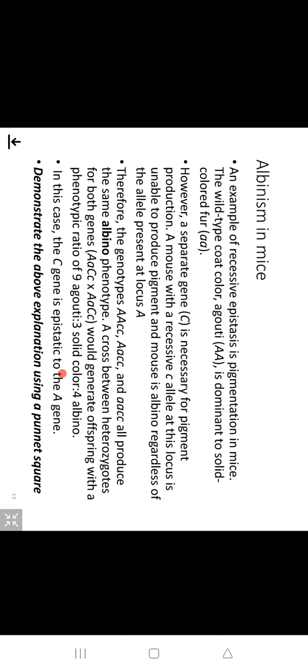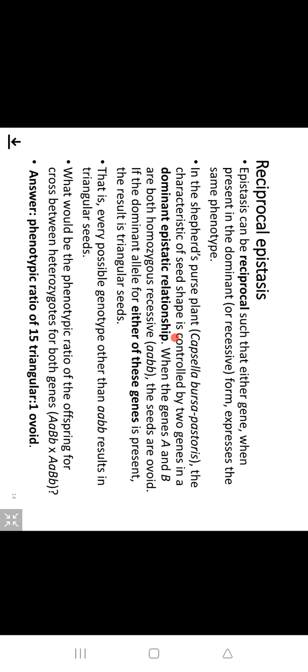I can see some errors in some of my notes. I think I'll have to change. At least I can say the recessive gene c, the small c, is epistatic to gene A. So you can do this one on your own. I think you have now understood that.